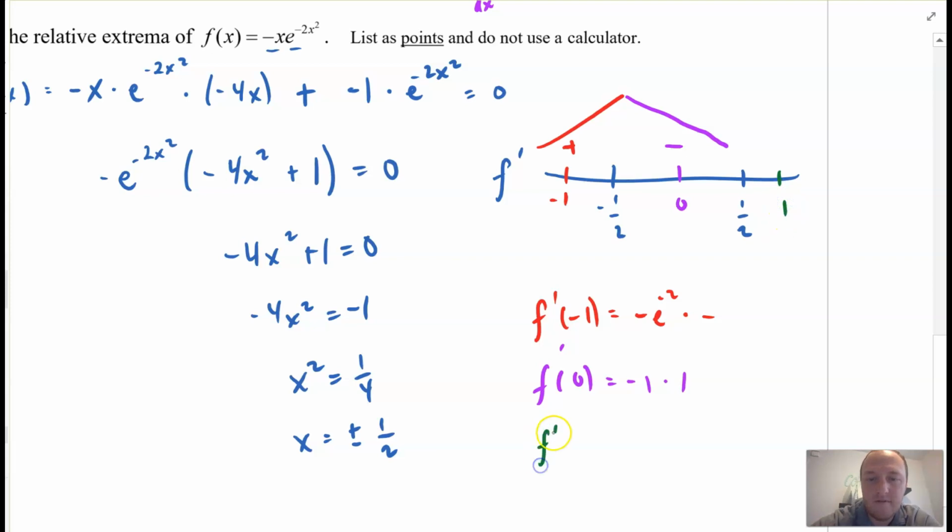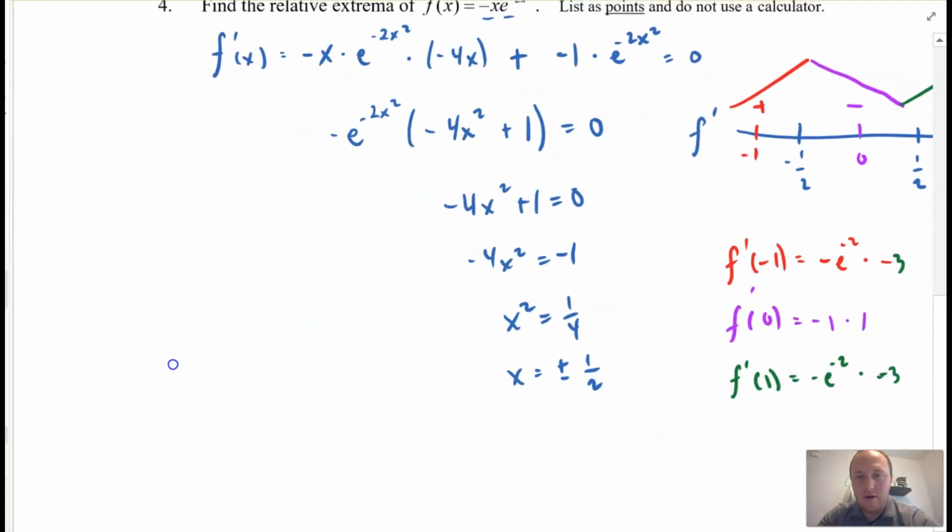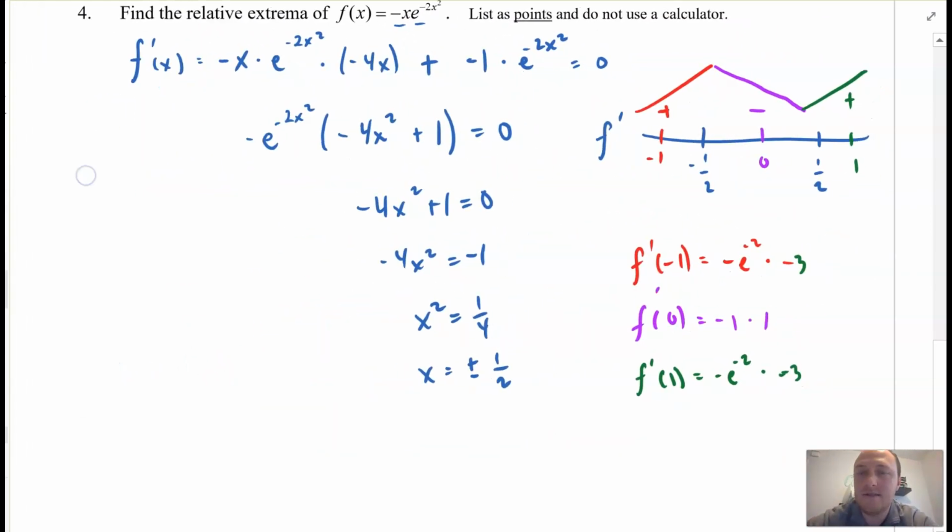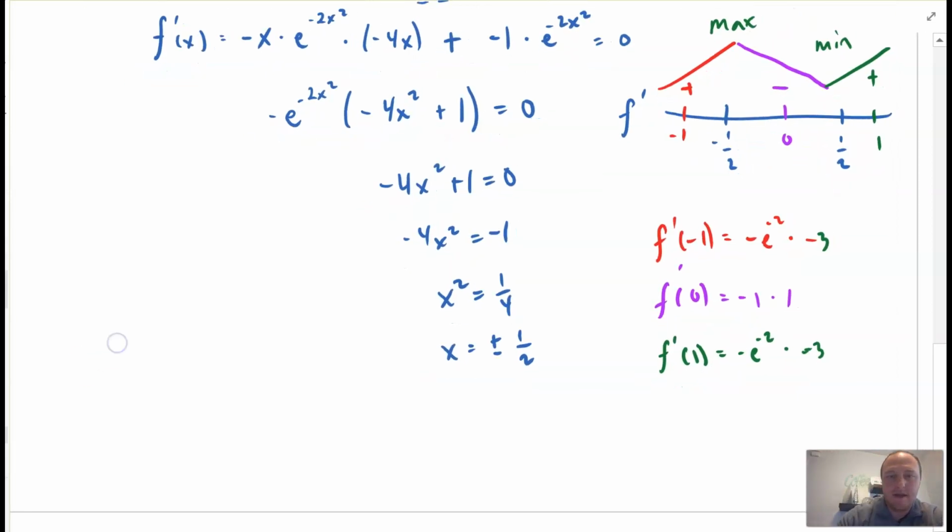And then I'm going to check positive 1. So f prime of 1. Okay, and when I plug this in, we are going to get, again, a negative e to the negative second times, would there be a negative 3 again? So a negative 3, that's also a 3. Okay, so that becomes a positive, so our function's increasing. Okay, so I know that this is a max, and I know that this is a min. So we go ahead and plug those in.